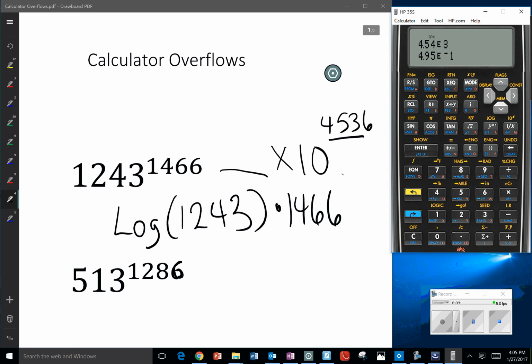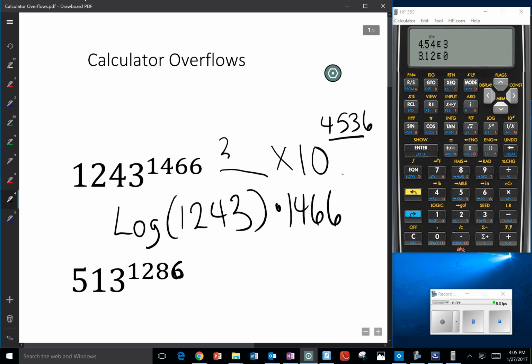Now, at the beginning of the problem, we logged. So at the end of the problem, we're going to do 10 to the x. We're going to undo the logging that we did at the beginning. So we take that number, do 10 to the x, and we get 3.12. And that is your number.